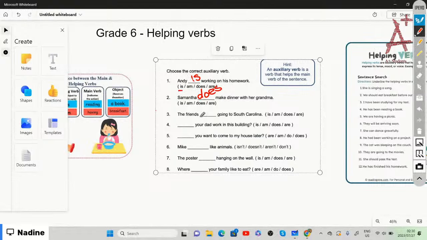The friends going to South Carolina. Is it the friends is going to South Carolina? The friends am going to South Carolina? The friends does going to South Carolina? Or the friends are going to South Carolina. And we are going to choose the friends are going to South Carolina. And as you can see, friends is plural, right? It shows more than one person. So are, the helping verb, refers to more than one.